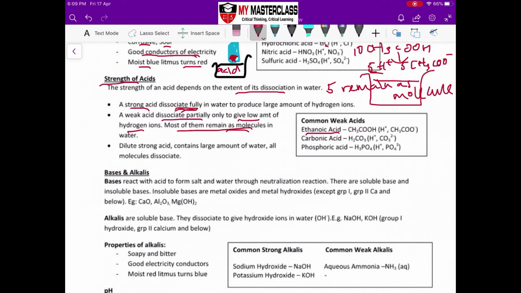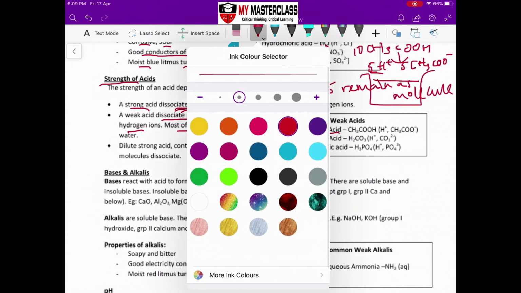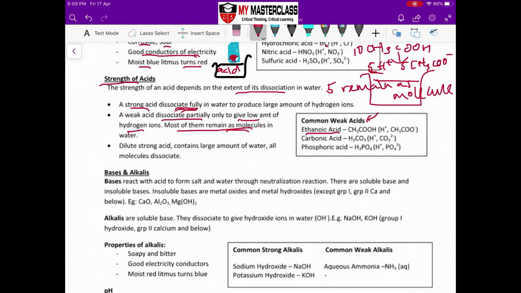Okay, so important idea over here is we must know the common examples of your weak acid. Right over here, your common examples of your weak acid. The most common one they will give you is your ethanoic acid, CH3COOH. Okay, so let's look at this ethanoic acid a little bit more in detail.